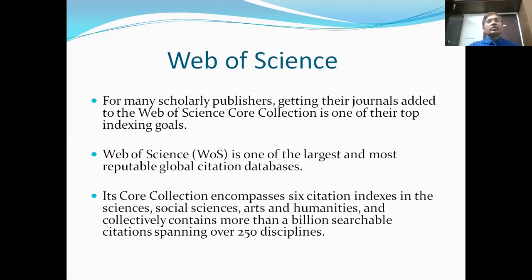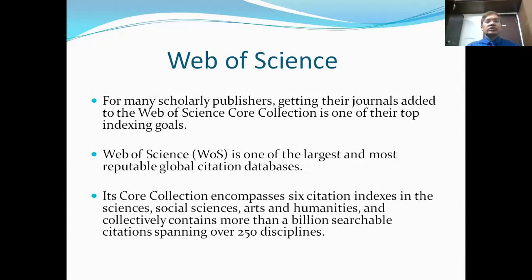Now let us move on to one more thing, Web of Science. It is a great honor to publish articles in Web of Science listed journals. Web of Science is one of the largest and most reputed global citation databases. You should feel proud if you publish articles in Web of Science or Scopus. Its collection encompasses citation indexes in the sciences, social sciences, arts and humanities. These are all groups where people can publish their articles.